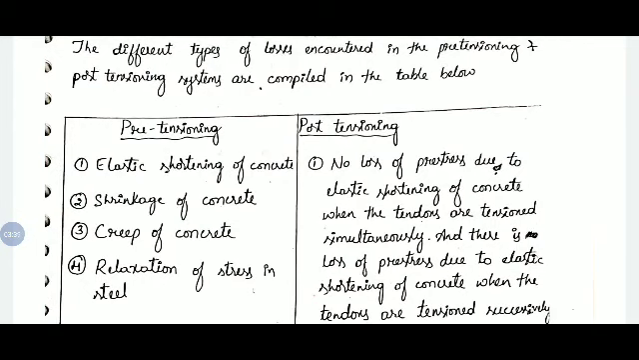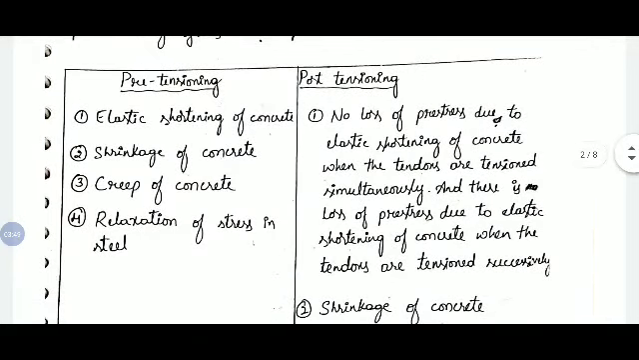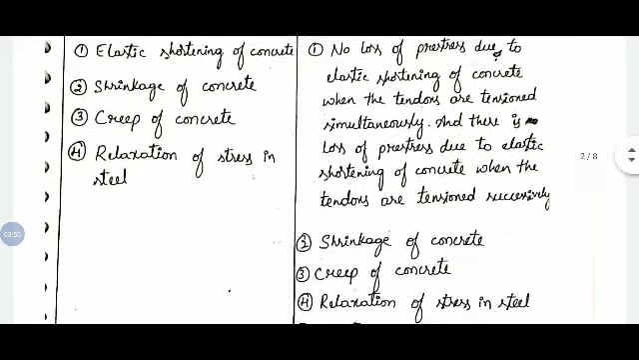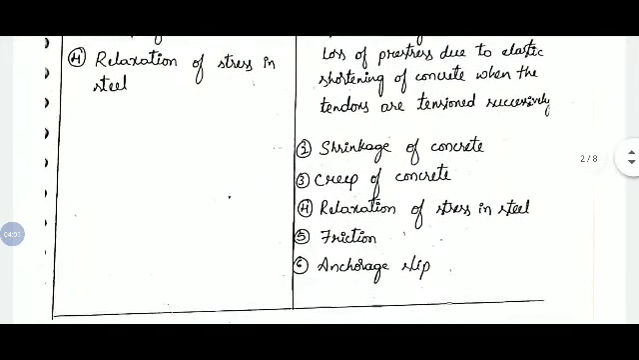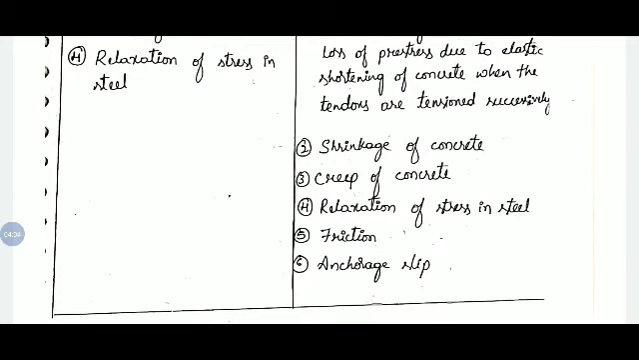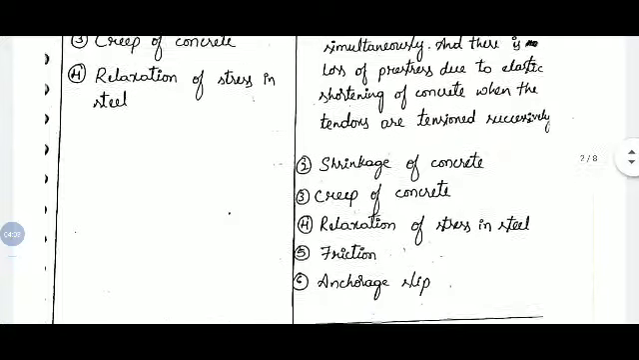In pre-tensioning we have four different losses: elastic shortening of concrete, shrinkage of concrete, creep of concrete, and relaxation of stress in steel. If you come to post-tensioning, here the first one is elastic shortening of concrete, where there is a condition. Then shrinkage of concrete, creep of concrete, relaxation of stress in steel. Along with these four we have two additional losses, that is friction and anchorage slip.